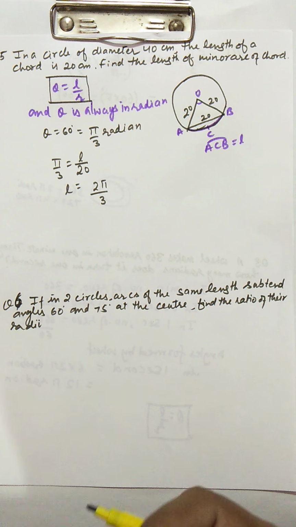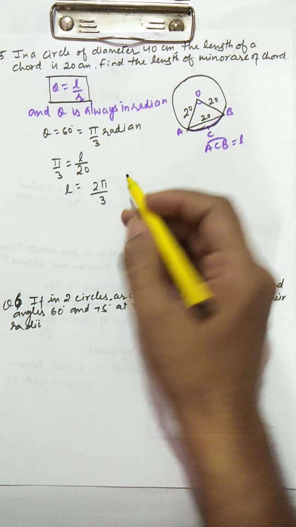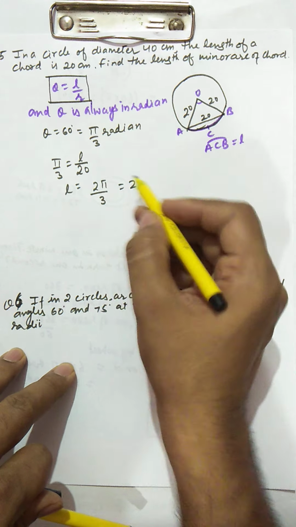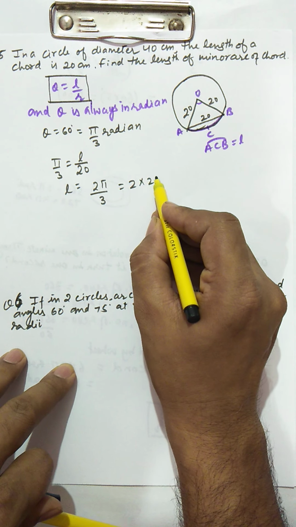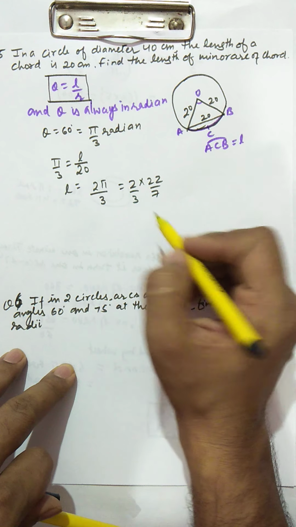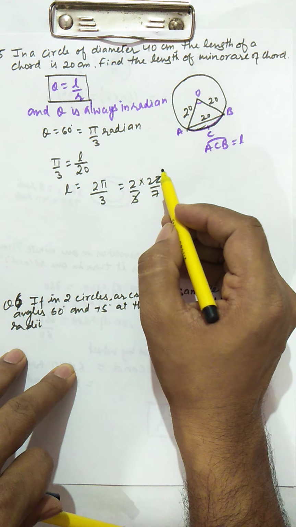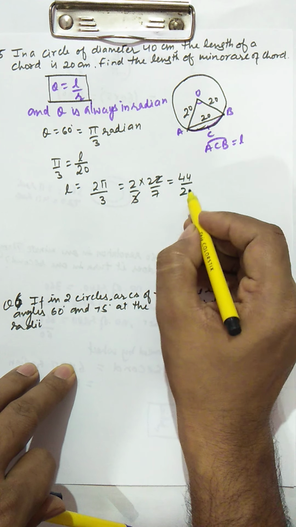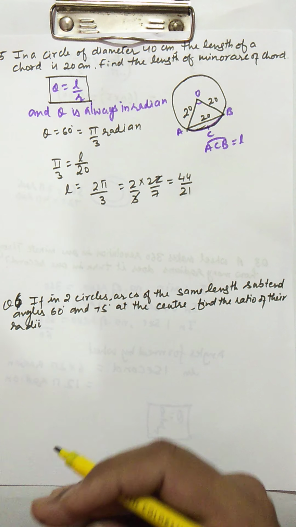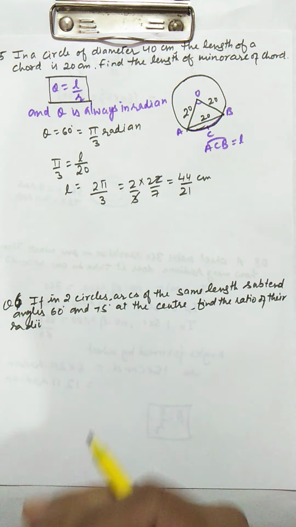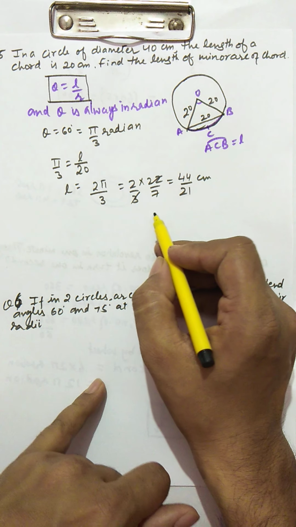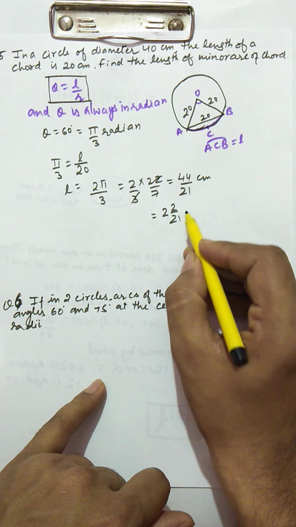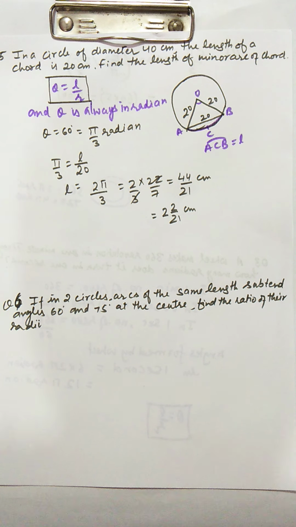Or if you want to simplify further, you can put the value of pi as 22 by 7. It's now up to you, you put the value or you may leave the answer here also. 20 into 22 by 7, and this is 3. It will not get cancelled, so you have to multiply. This is 440 upon 21. So you may leave the answer in fraction form also, and this is in centimeter. Or if you want to convert that, you can write it as a mixed fraction in centimeter. You can write that way also.